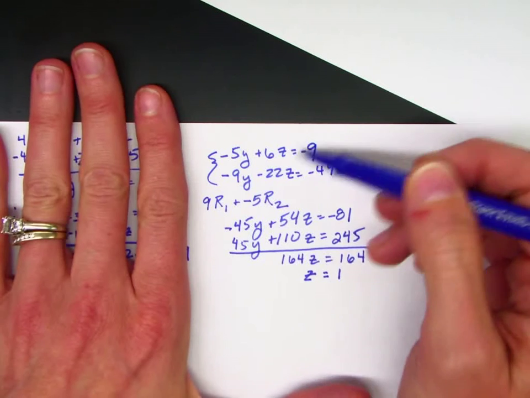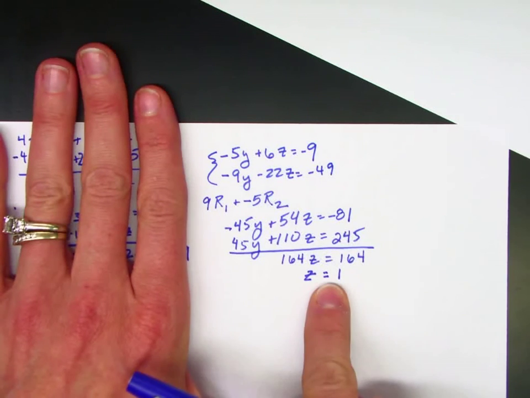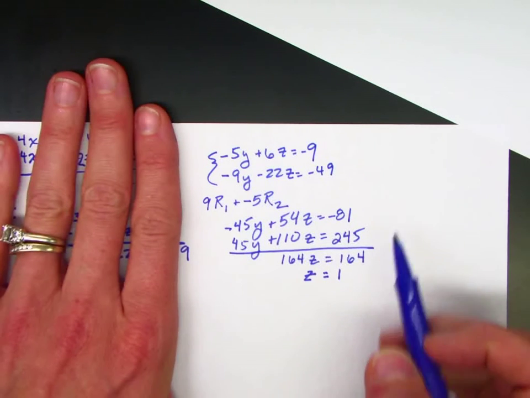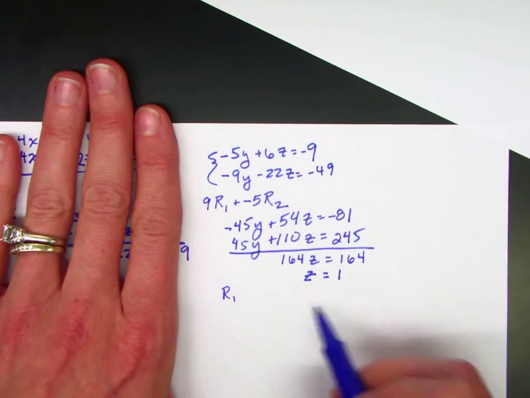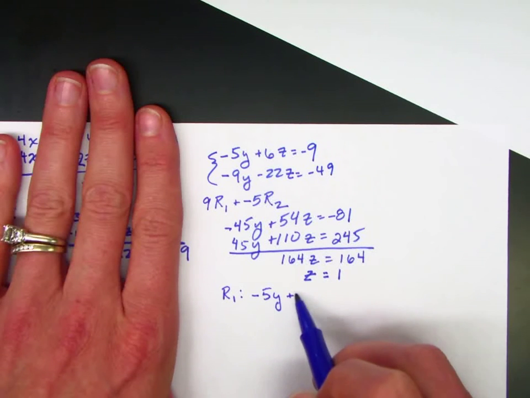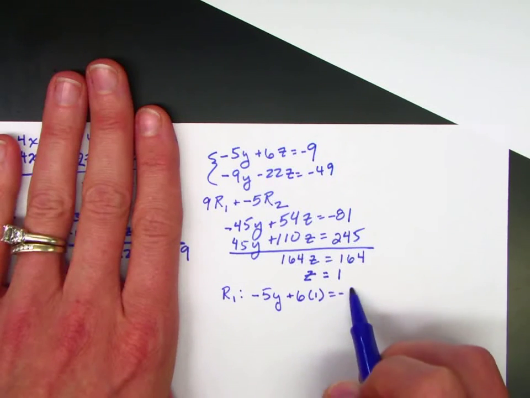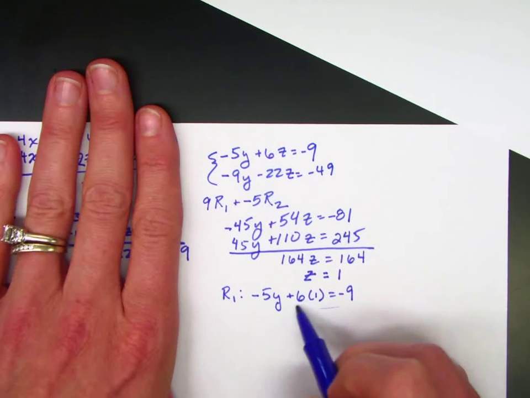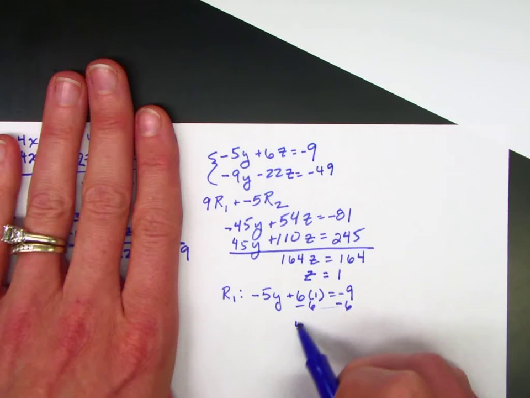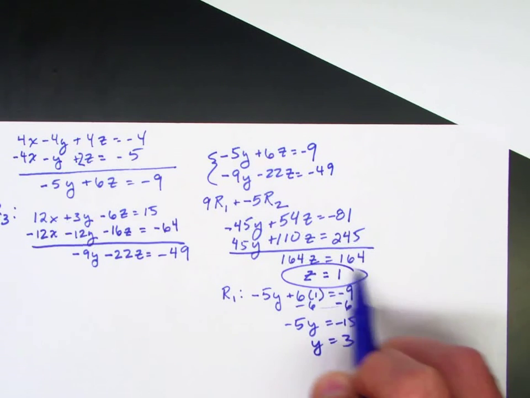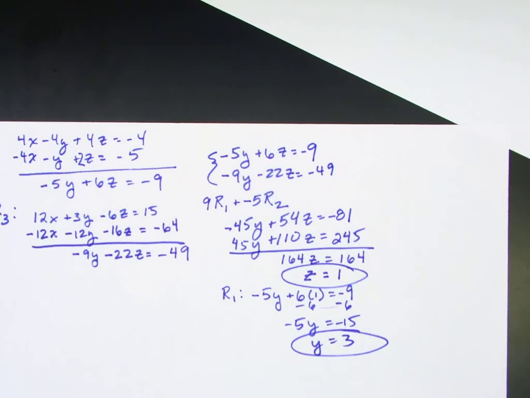I'm trying to solve this system. So what I want to do next is figure out y. Now that I found z, I need to know y. I'm going to go ahead and use row 1. So I get negative 5y plus 6 times 1 equals negative 9. Subtract 6 from both sides. So I get negative 5y is negative 15, and I get y equals 3. So right now I have z equals 1, y equals 3.